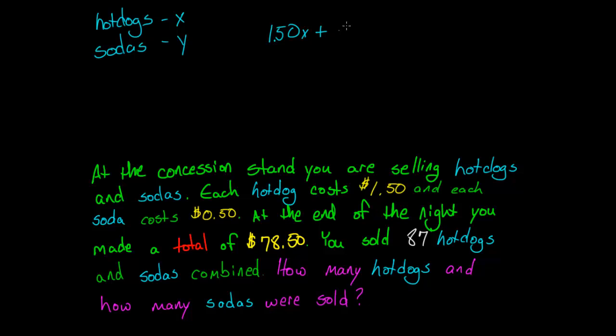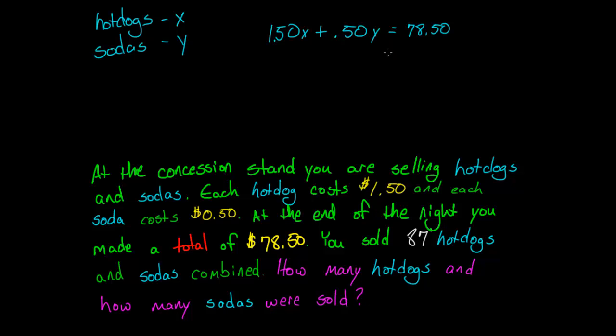So we're going to add our hot dog, and we're going to add our soda. And a soda, as it tells us, is 50 cents per soda. Soda stands for Y. And we know our total. We know what they all added up to. It added up to 78.50.